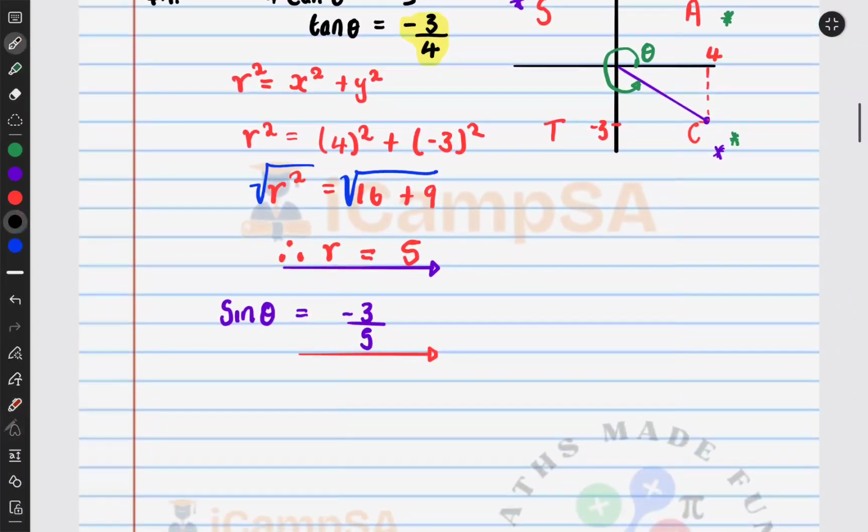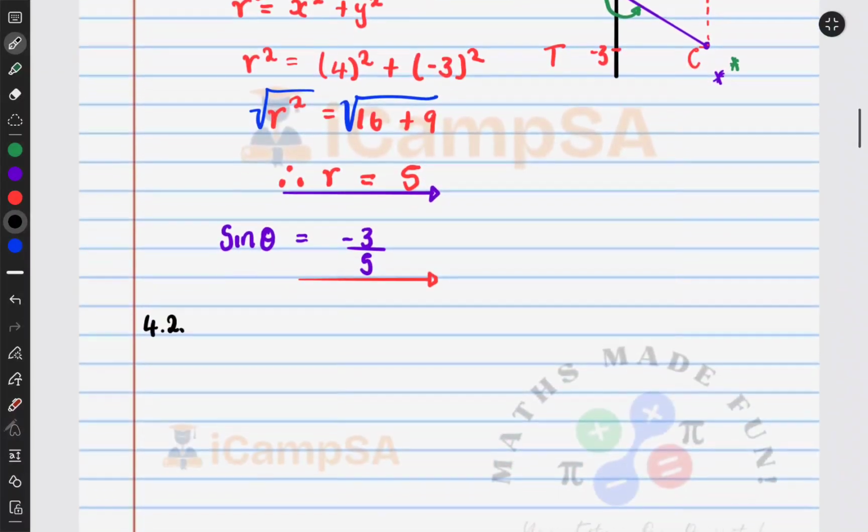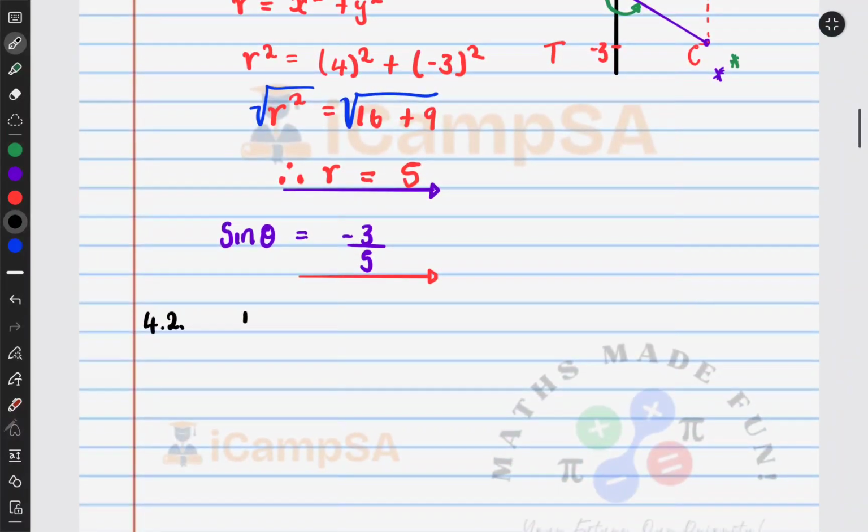Okay, and then for 4.2, we have to evaluate 10 cos squared theta.